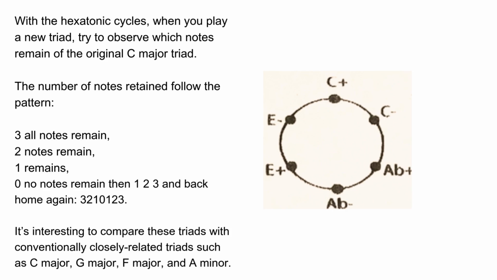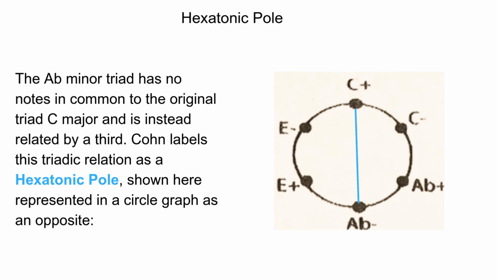It's interesting to compare these triads with conventionally closely related triads, such as C major, G major, F major, and A minor. The A flat minor triad has no notes in common with the original triad C major and is instead related by a third. Cohn labels this triadic relation as a hexatonic pole, shown here represented in a circle graph as an opposite.